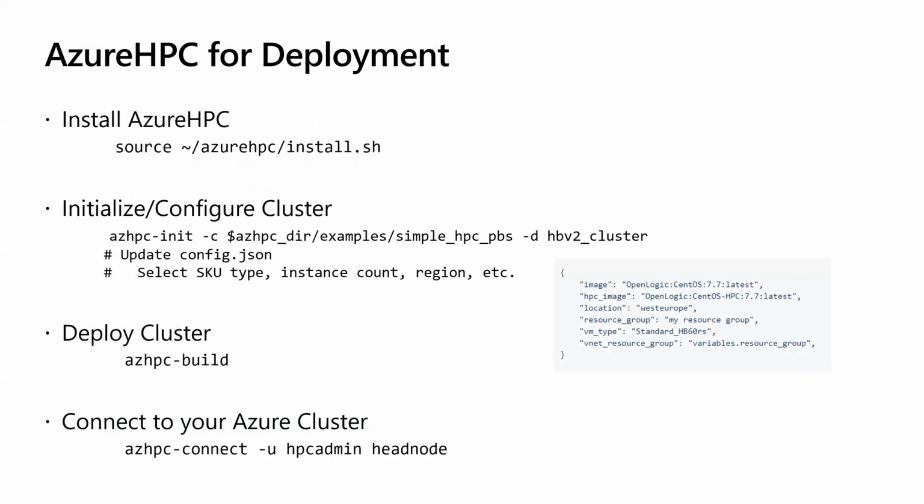Next, when you're deploying using Azure HPC, you first source the environment variables, and then you do an init, which copies over whatever example you'd like to use and creates a directory. And then you can run this deploy cluster Azure HPC build, and then we provide some commands to connect to your environment.